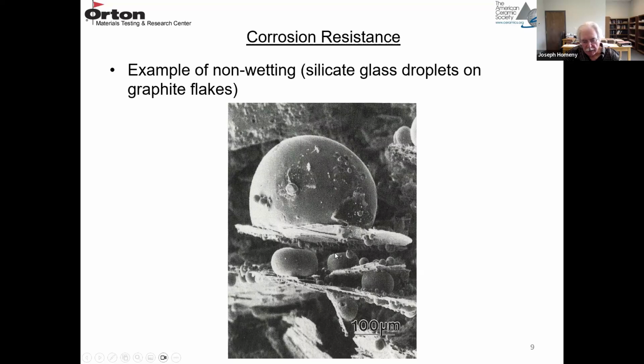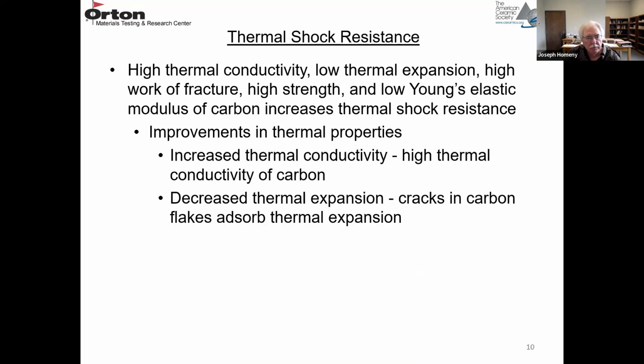So this is what you want in a composite refractory, whether this is a glass or a slag or a metal, you want these spherical droplets to form. And that just prevents corrosion from taking place. There's a little bit of background on corrosion, a little bit of background on thermal shock, high thermal conductivity, low thermal expansion. I mentioned this on a few of the refractory materials that we went over.